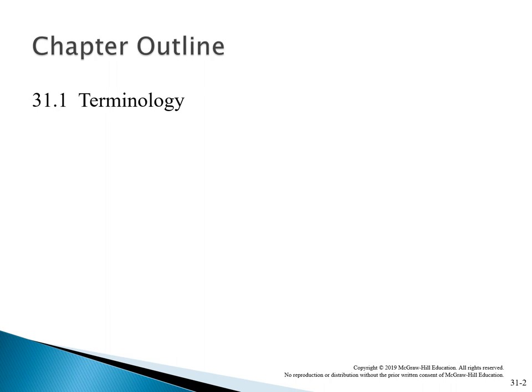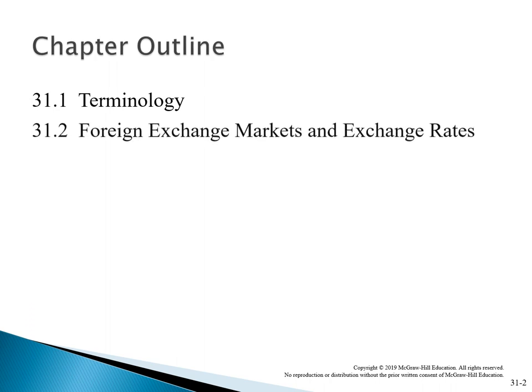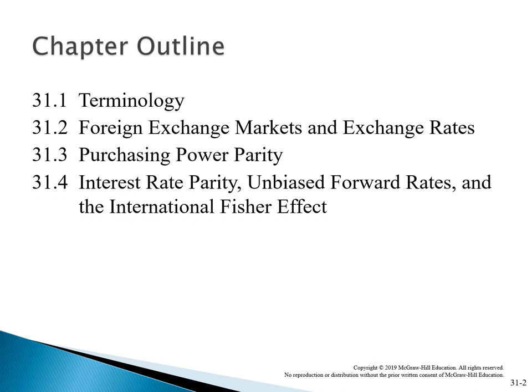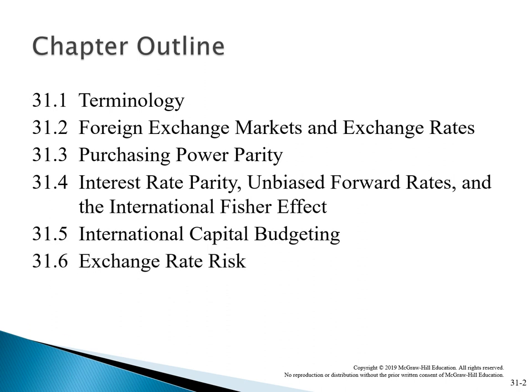Chapter outline. We start with terminology, foreign exchange market and exchange rate, purchasing power parity, as we said before, interest rate parity, unbiased forward rate, and international Fisher effect, international capital budgeting. This is a new topic. Exchange rate risk, also a new topic. Political risk, new topic.